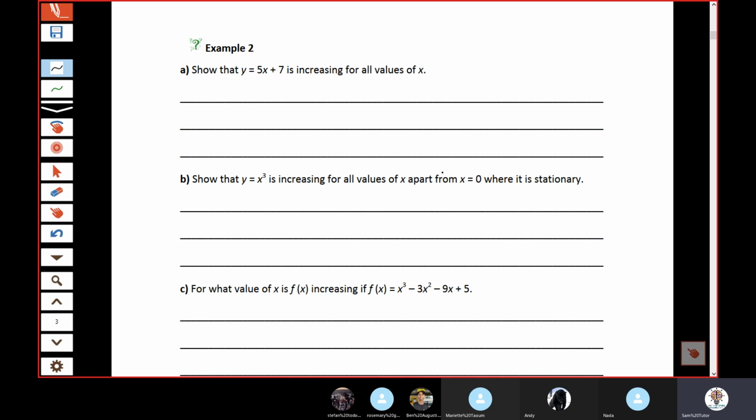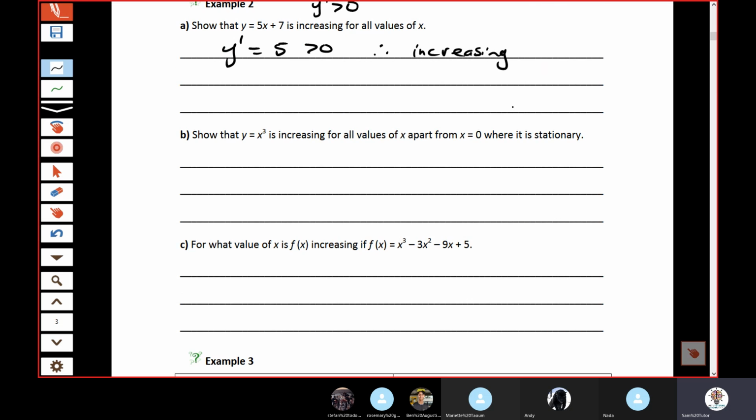Example 2. Show that y equals 5x plus 7 is increasing for all values of x. What's the key word there? Increasing. When you see that word, you go y dash greater than 0. Let's start. y dash equals 5. What do we know about 5? It's always greater than 0. Therefore, increasing.